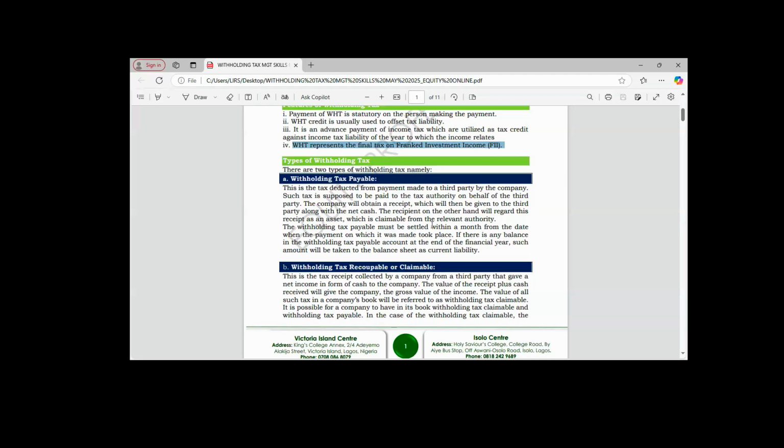So that's why, for those of us that work in an audit firm, when you are preparing accounts, you will see under current liabilities, withholding tax payable, because it is yet to be remitted. That is why it is stated as a current liability in the company's accounts. So that is for withholding tax payable.